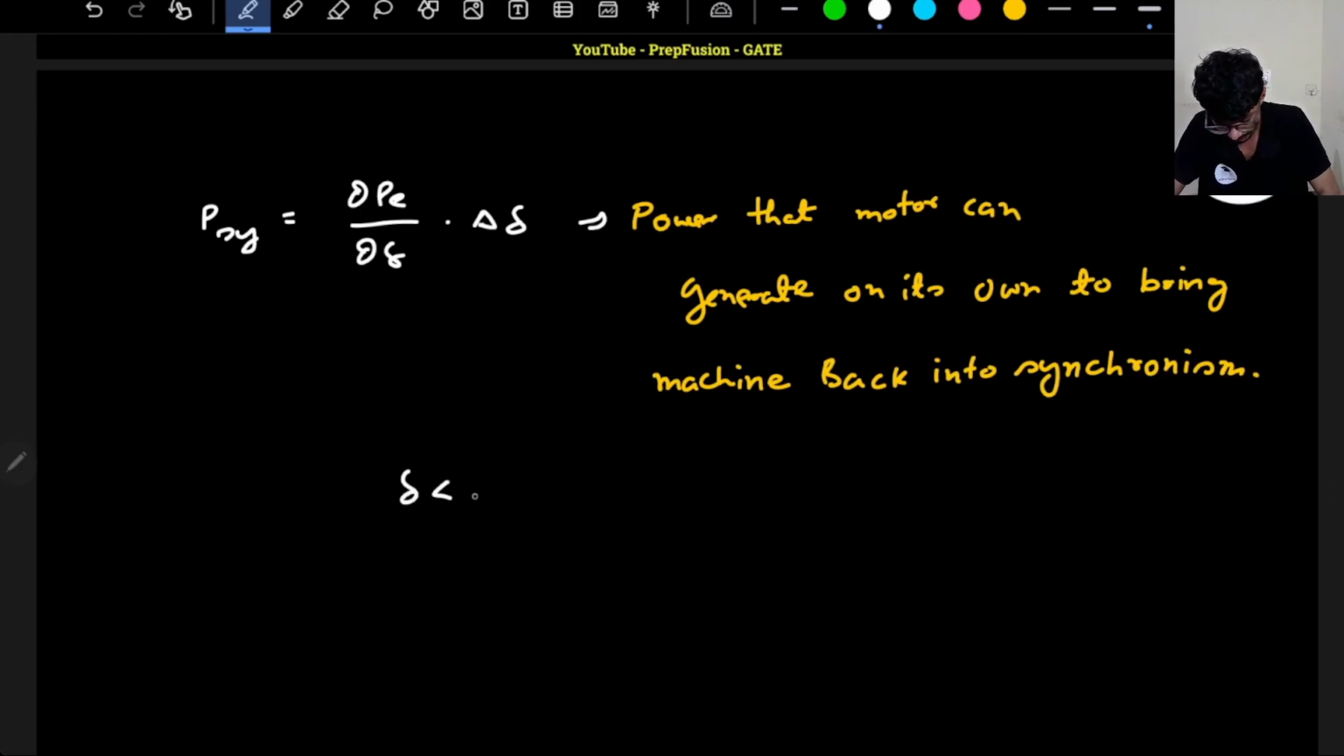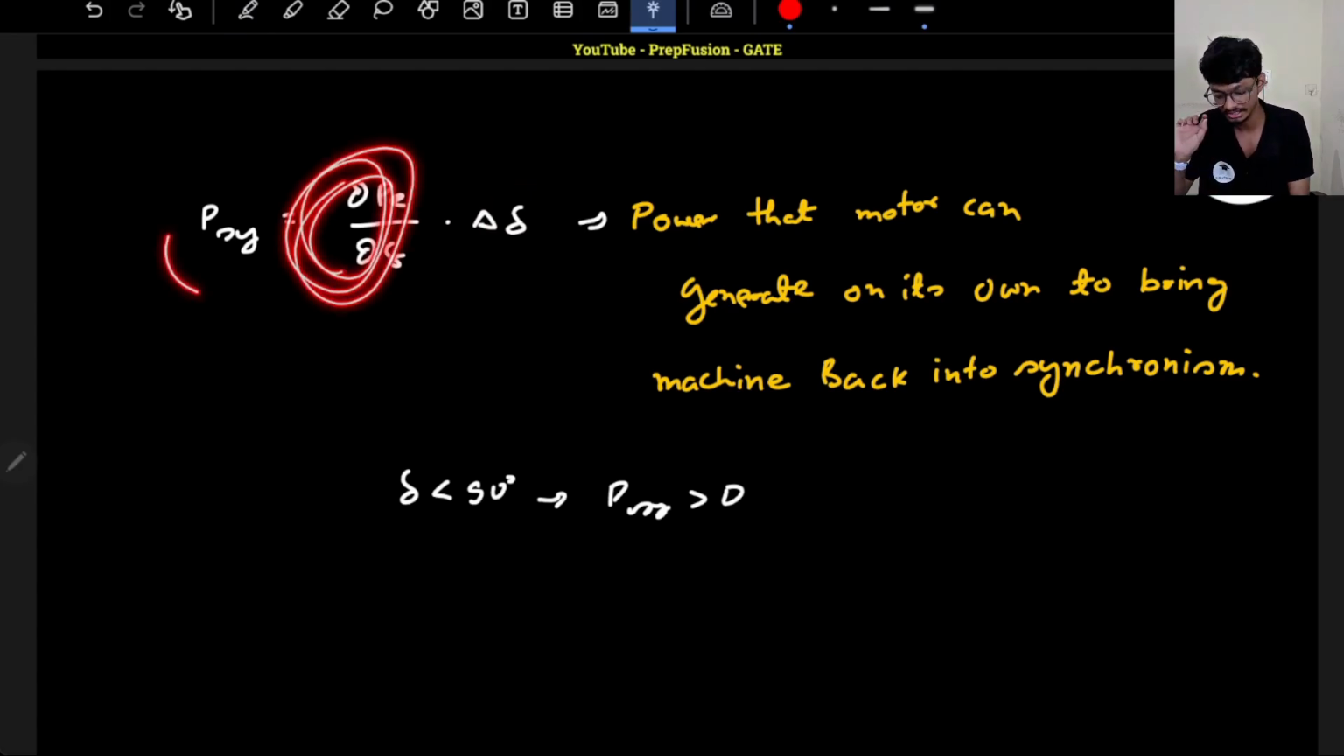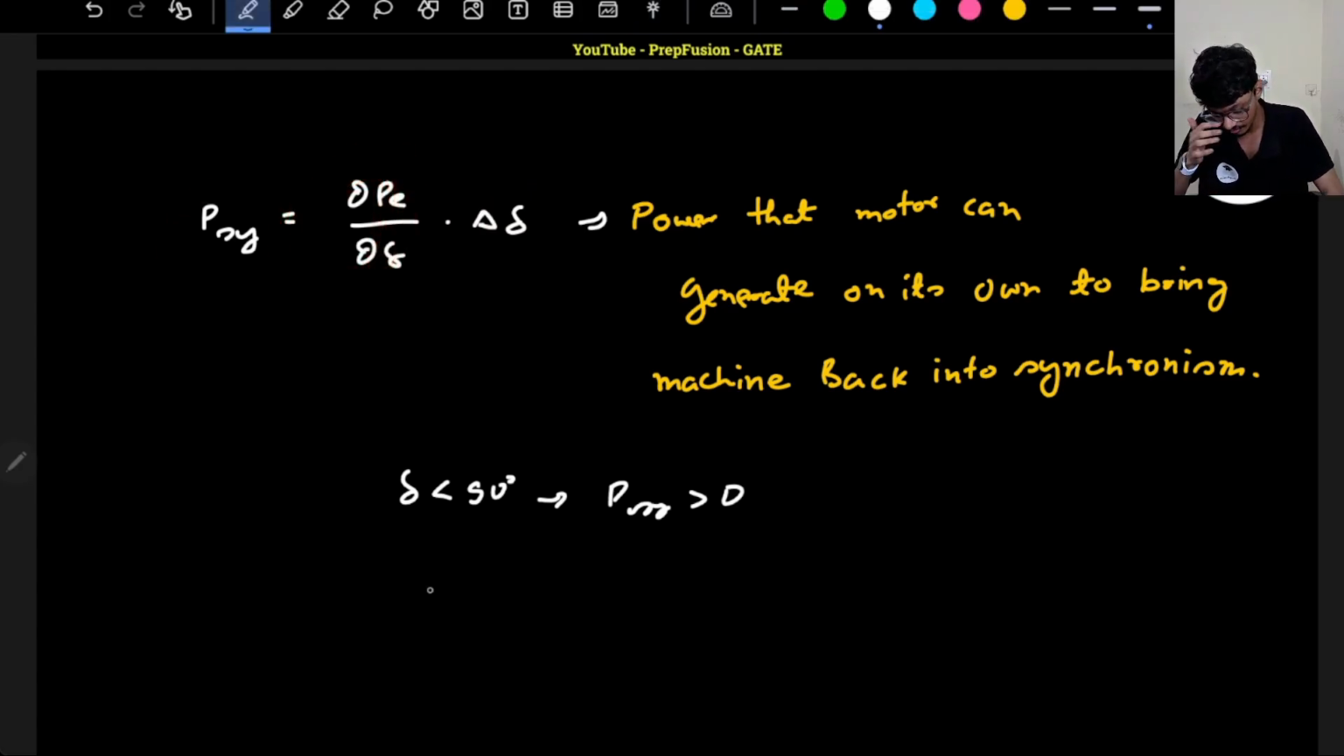So for delta less than 90, PSY will be positive, because with increase in delta, if I increase the rotor angle, basically the deviation, still it is able to generate enough PSY, right? If delta is greater than 90, if my operating region is greater than 90, my PSY is negative.